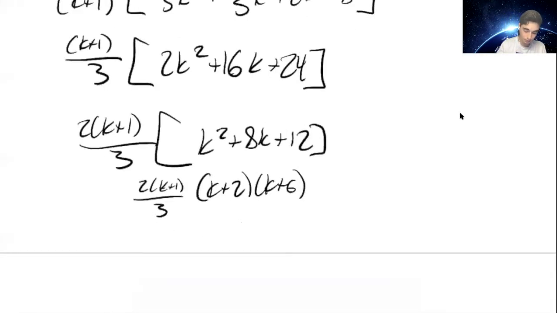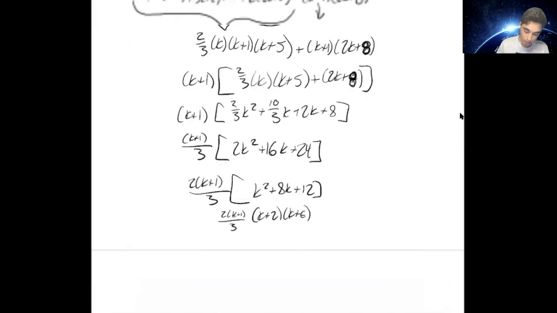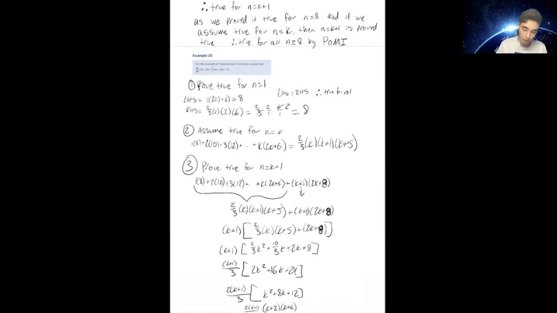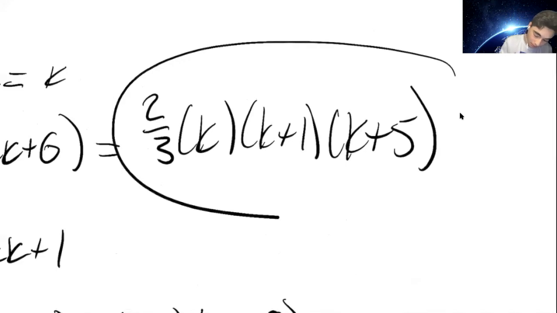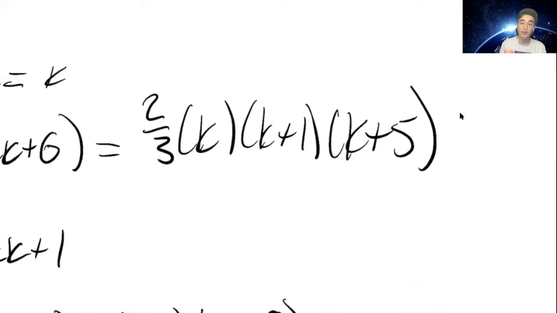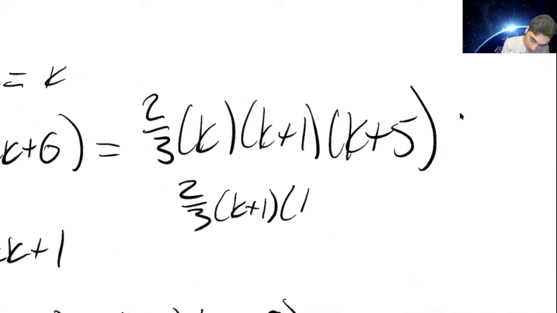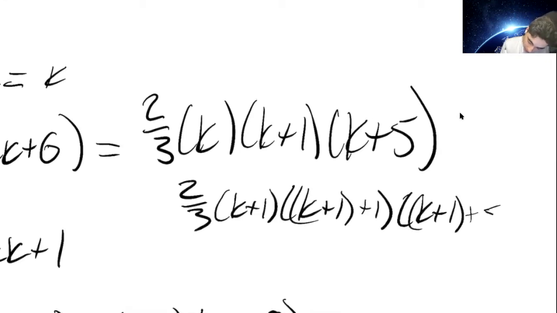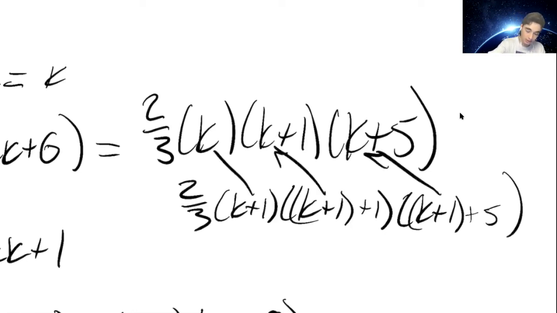All right. To get to our goal, it's important to remember your goal. Your goal is to get to this, but in the k plus 1 version. So let me make that clear. What you're trying to get to is k plus 1 for all k's in this equation. I know that probably doesn't make sense, but here: 2 over 3, k plus 1, k plus 1 plus 1, and then k plus 1 plus 5. That's what you're trying to get to. K plus 1 for all values of k, because that's how you're proving.